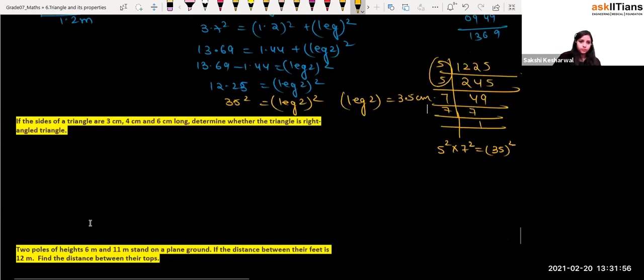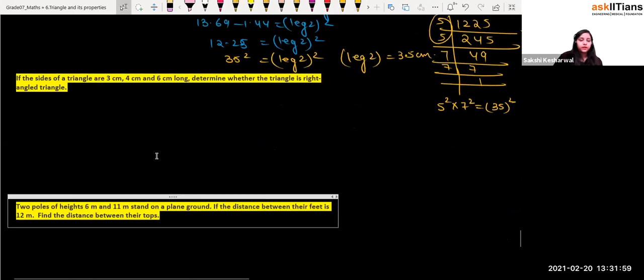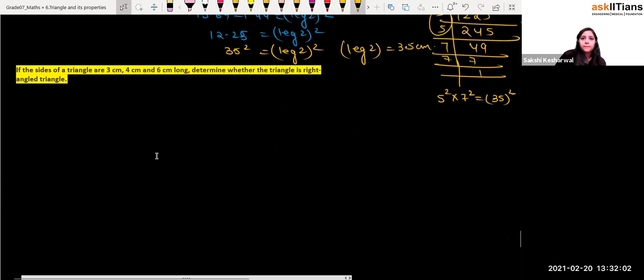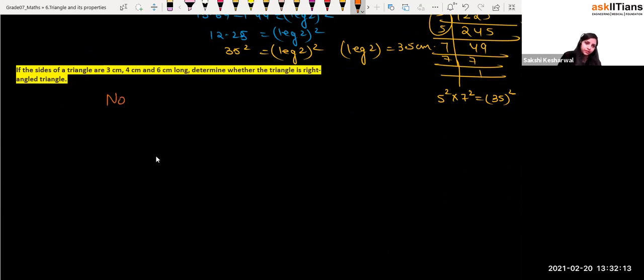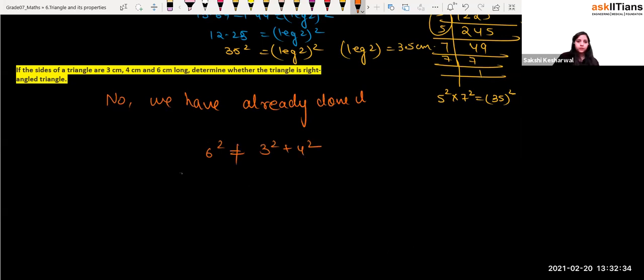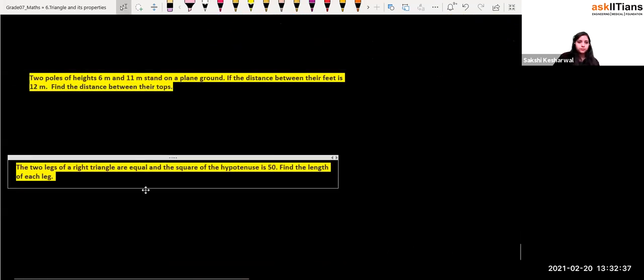Now coming to the next question. Now it says that the sides of the triangle are these, determine whether it is a right angle triangle. We already did this above, right? Because 36 is not equal, sorry, 6 square is not equal to 3 square plus 4 square. So no. Now, what is the next question we have with us?